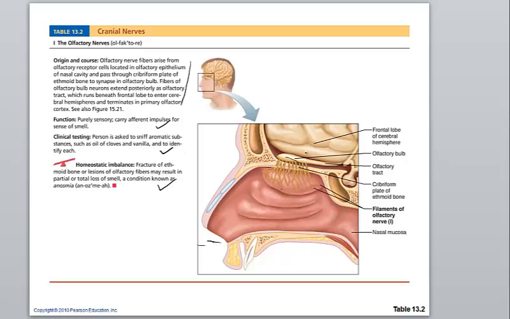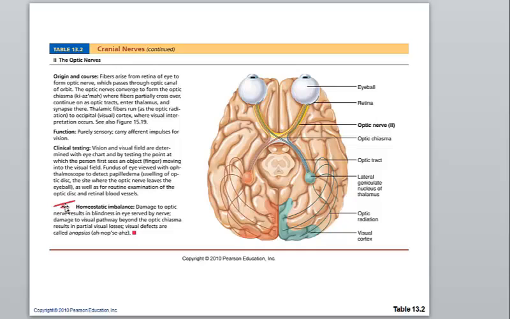So what will happen if they're not functioning? The condition is called anosmia, which is partial or total loss of smell. That's your cranial nerve number 1, the olfactory nerve. Number 2 is your optic nerve. The optic nerve is also purely sensory, and it arises from the retina of the eye.